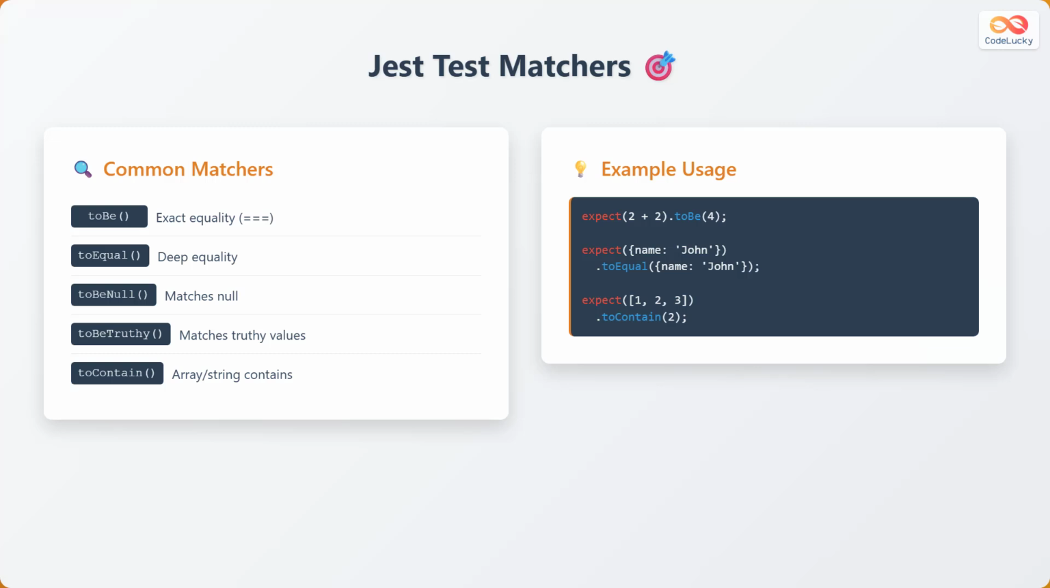Expect 2 plus 2 toBe 4 checks exact equality. Expect an object with name John toEqual another object with name John compares object contents. Expect an array containing 1, 2, 3 toContain 2 verifies array membership. These matchers form the foundation of test assertions in Jest.